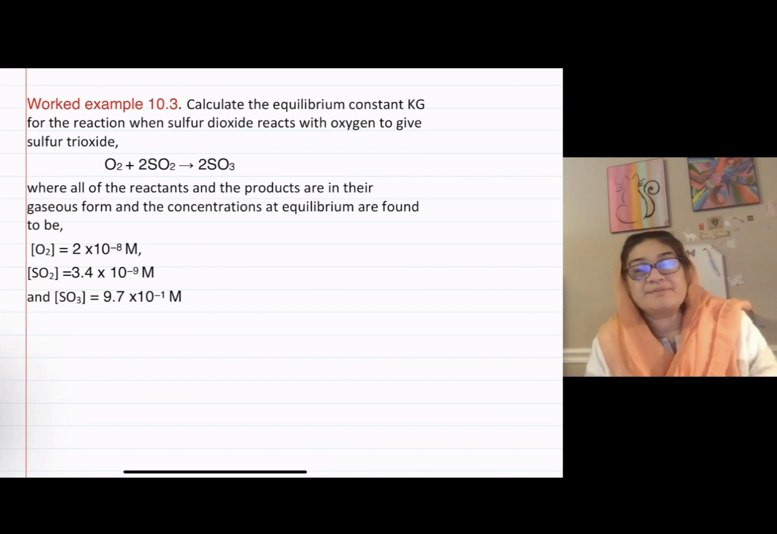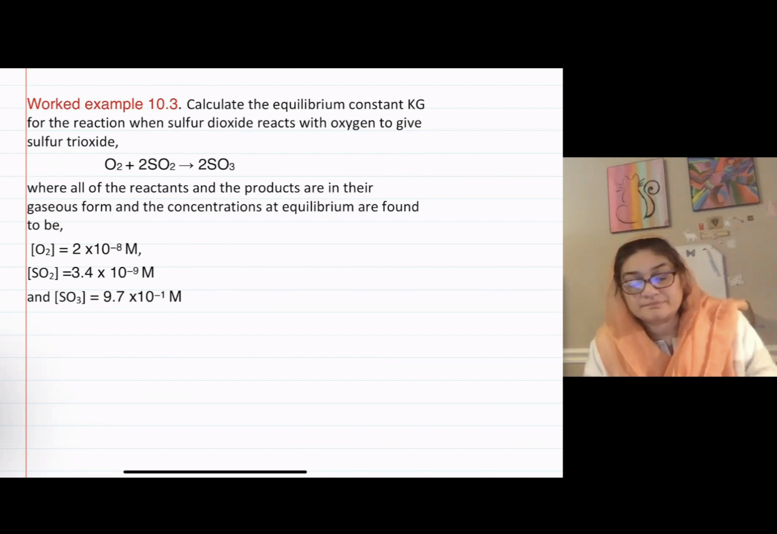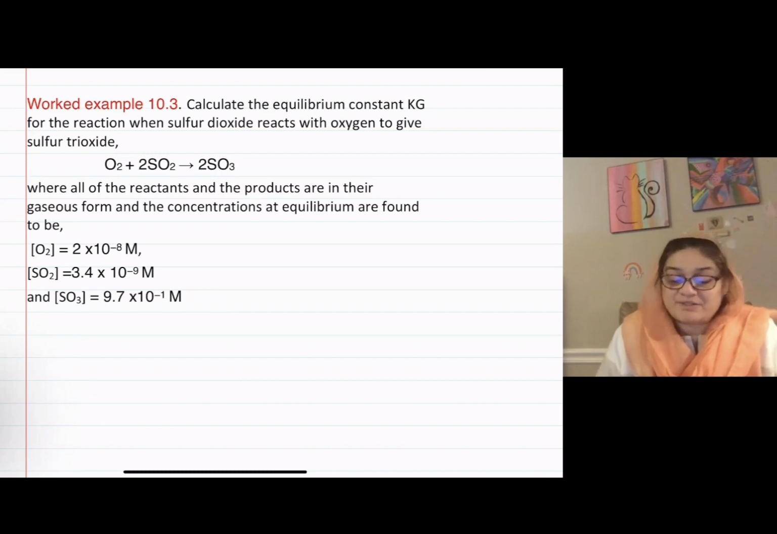Somebody read, please. Calculate the equilibrium constant Kc for the reaction when sulfur dioxide reacts with the oxygen to give the sulfur trioxide, where all the reactants and the products are in their gaseous form, and the concentrations at equilibrium are found to be O2, all the good stuff. Yeah. Okay, so how do I find these?